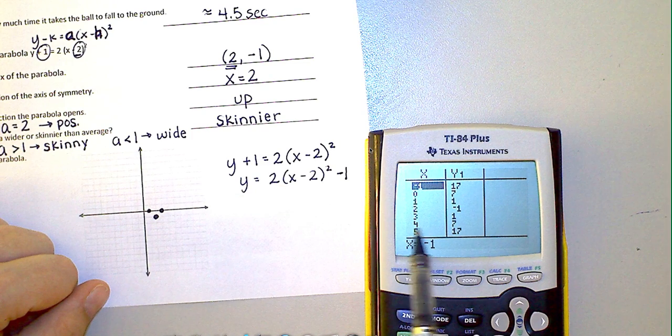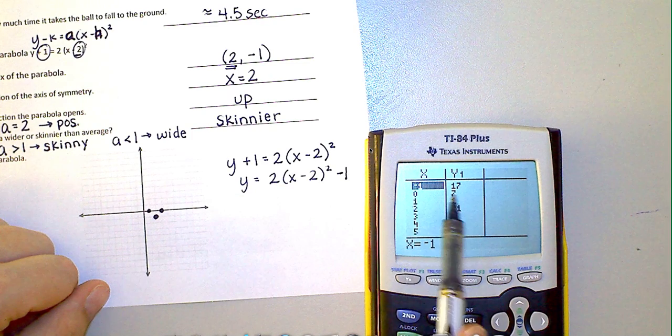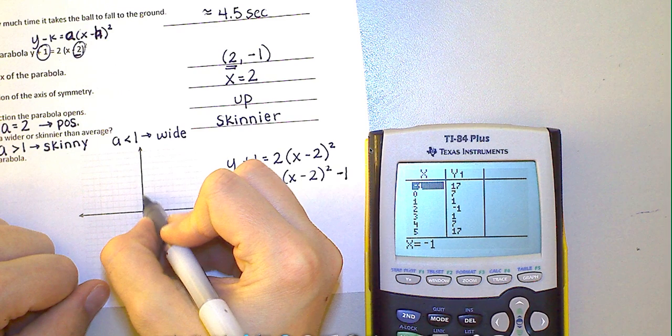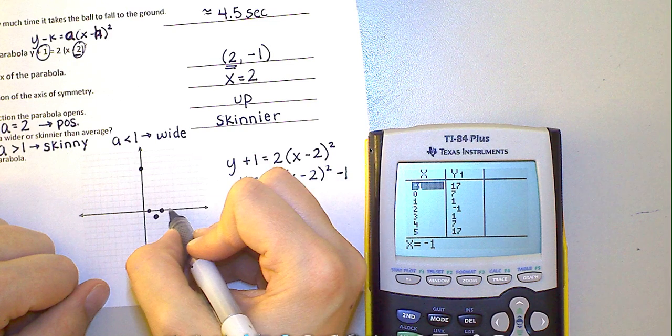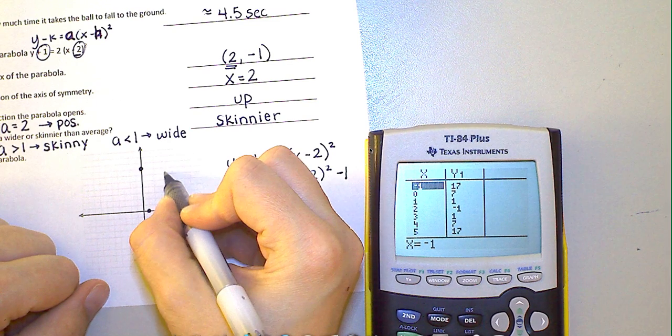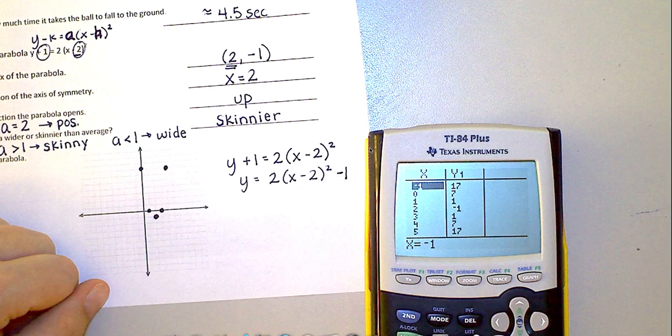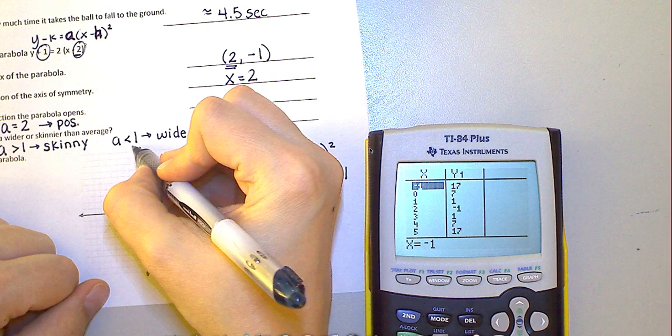And then I've got 4, 7, and 0, 7. 0, 7 would be here. 4, 7 would be here. And that should be plenty of points to get yourself a nice smooth curve.